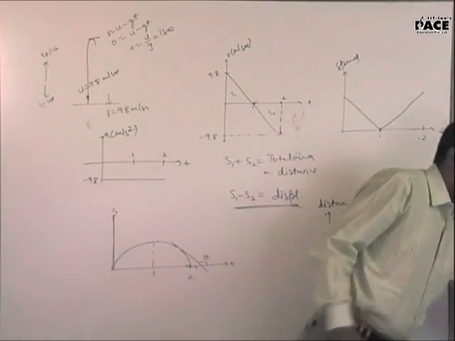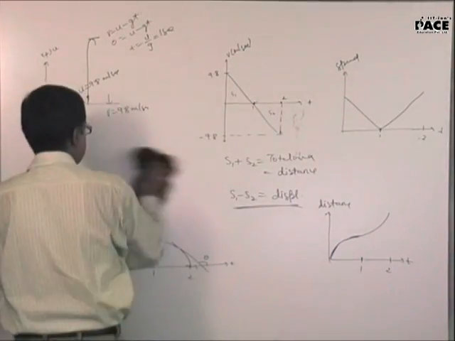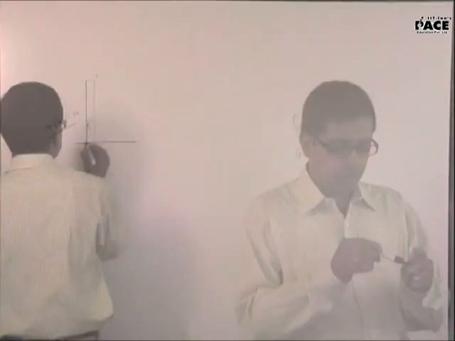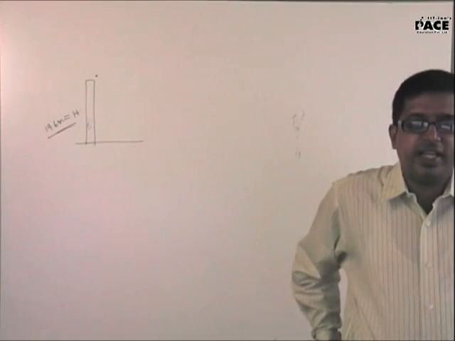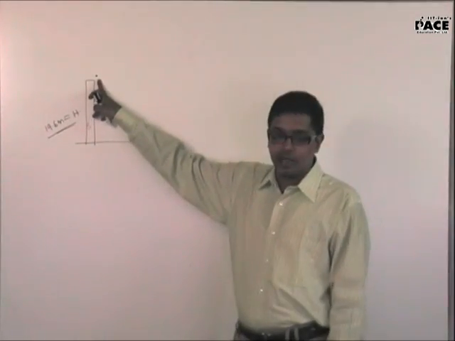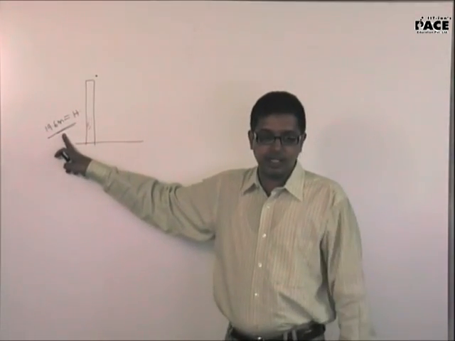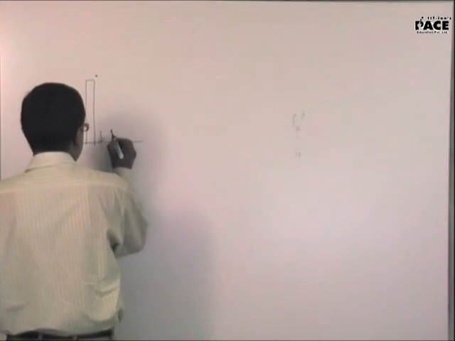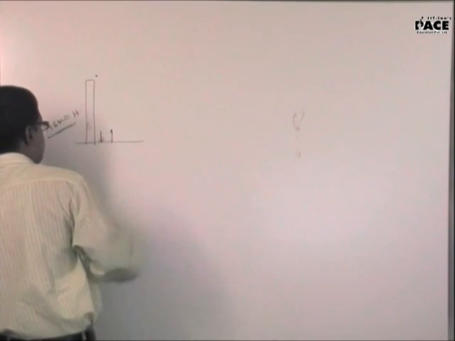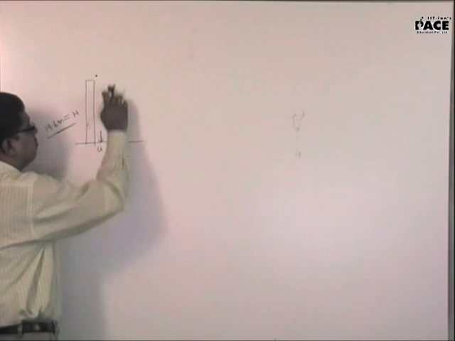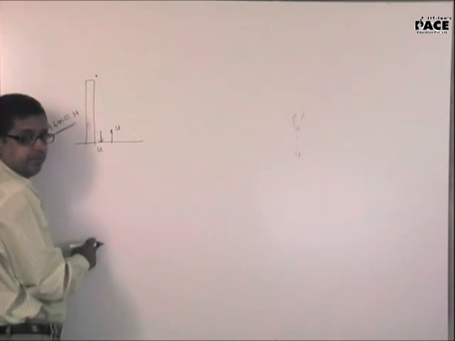Write down a problem. A body is dropped from a height of 19.6 meters. It strikes the ground and rebounds to the same height. Draw the ST, VT, AT graphs, assuming the point of projection as the origin. That means you are dropping from here, and the height of this is 19.6. One important catch in the problem: it strikes the ground and rises up, and it reaches the same point. That means if it is striking the ground with a velocity of u, it must rise up with the same velocity, only then it will reach the same point.